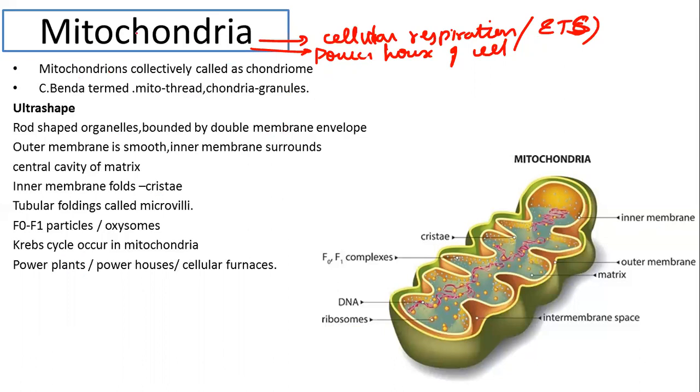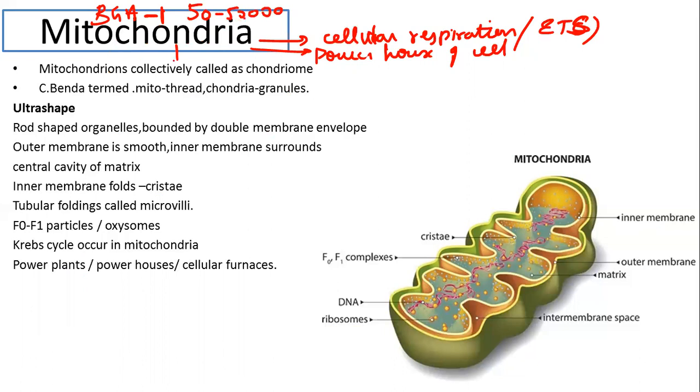The mitochondria numbers are different. In BGA, what is BGA? Blue-green algae. In blue-green algae, the number of mitochondria will be 1, whereas in animal cells and plant cells, it may be around 50 to 50,000.